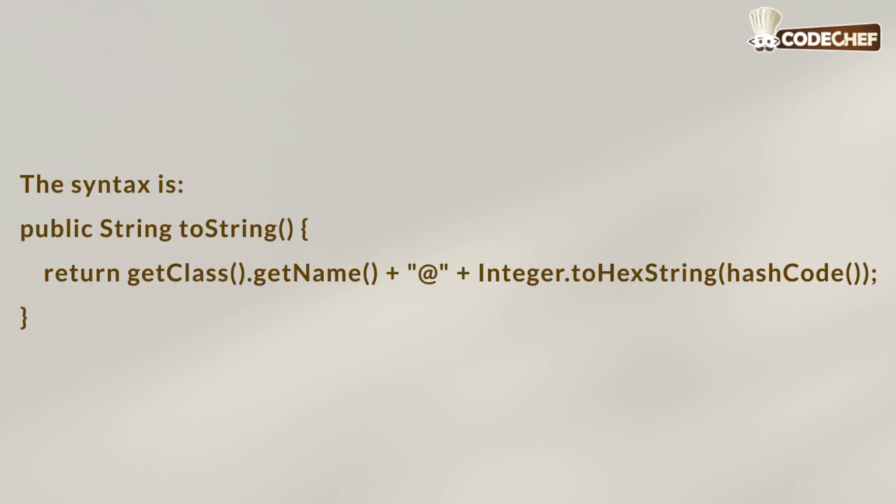The syntax looks something like this. Here, getClass().getName() returns the class name of the object. hashCode() generates a numeric code representing the object, and Integer.toHexString() converts that number into hexadecimal form. All of this gets combined into a single string.